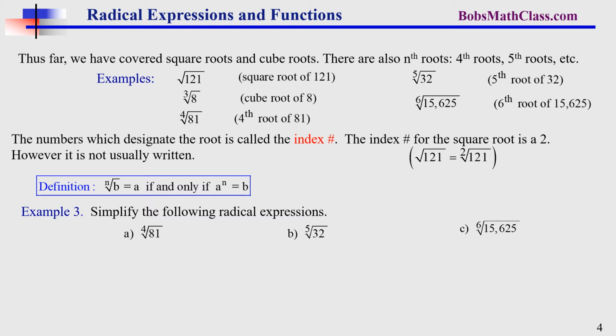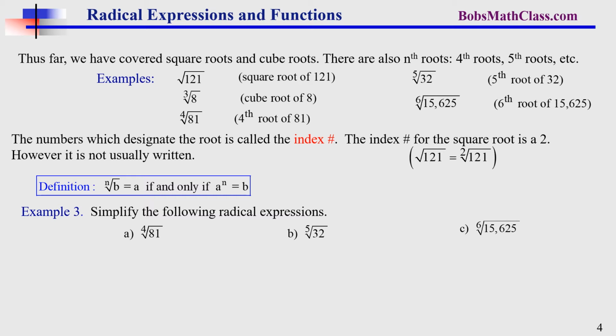Okay, thus far we have covered square roots and cube roots, but there are also nth roots, fourth roots, fifth roots, sixth roots, etc. Here are some examples. On the left there we have square root of 121. Below it, cube root of 8. Below that, the fourth root of 81. So that's how you say it, fourth root of 81. On the right, we have the fifth root of 32. And below that, we have the sixth root of 15,625.